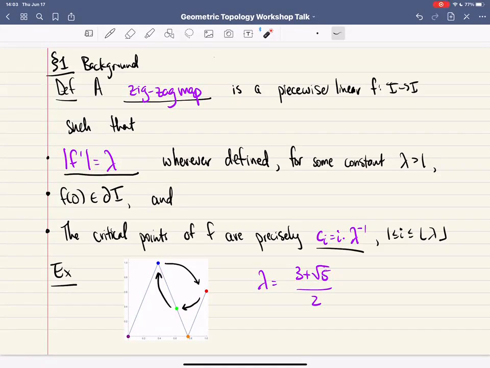Okay. So this is a very special class of maps, which allows me a good measure of control over them, which is useful in analysis. In this particular example, we have the zigzag map for slope (3 plus square root of 5) over 2. And I've marked out here the orbit of the point x equals 1 under this map. It's periodic of length 3.